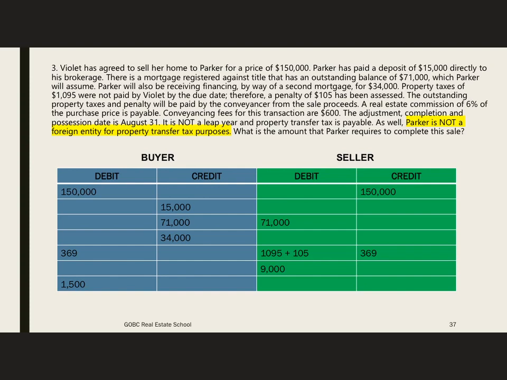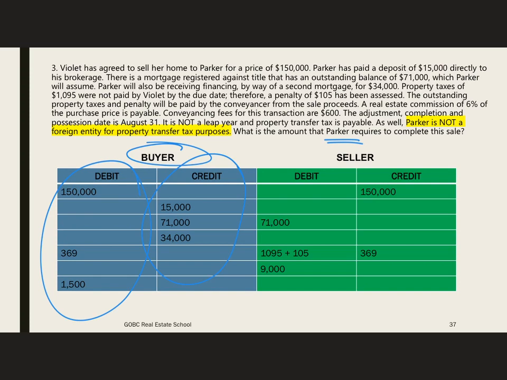It's all done. So now we just need to actually add up all the numbers and figure out what Parker needs to pay in order to complete. So Parker, like we said, was the buyer. So we're going to take care of the buyer's statement here. So we're going to add up all the credits and then subtract all the debits.